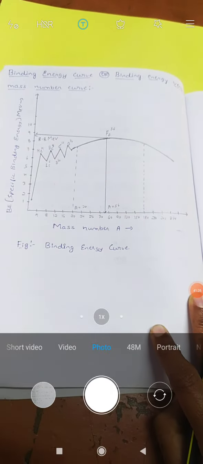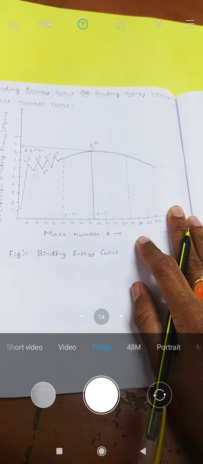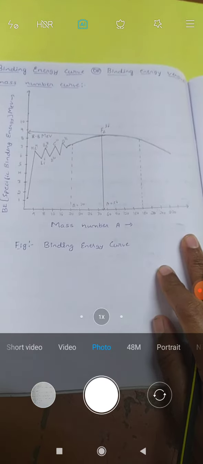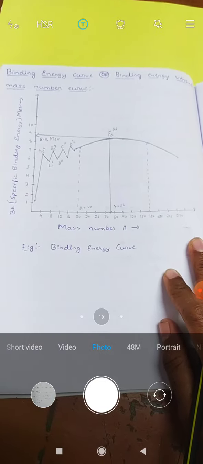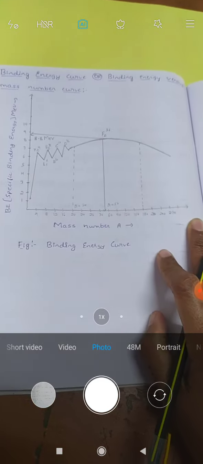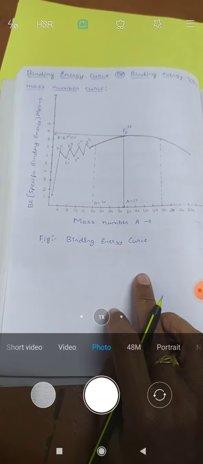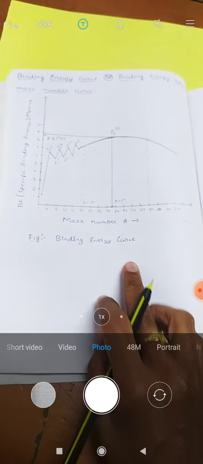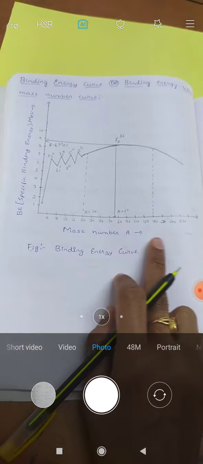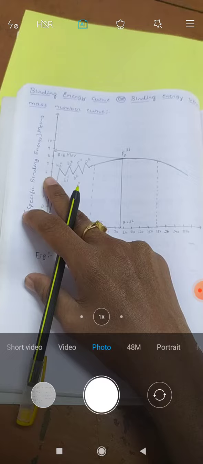is the binding energy curve or binding energy versus mass number curve. This is very important. It may ask for 8 marks. So in this curve, we have to take the mass number A value along the x-axis. At the same time, binding energy or specific binding energy, in terms of mega electron volt, is taken along the y-axis.